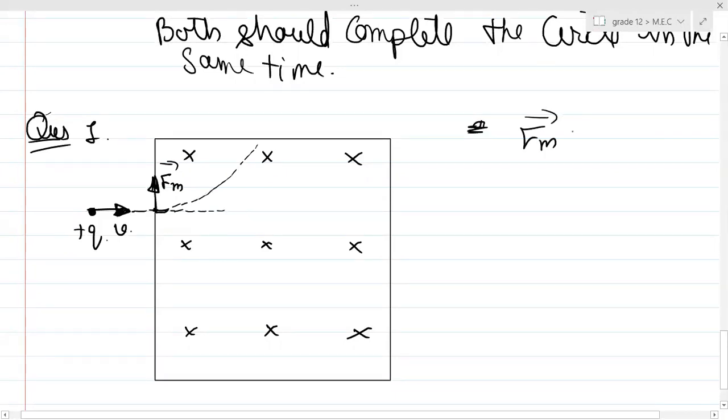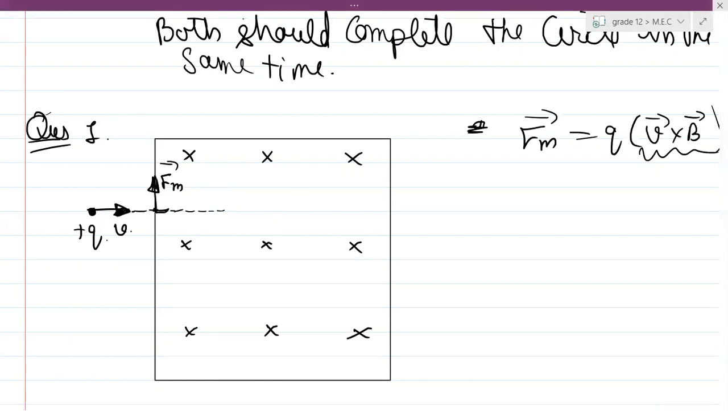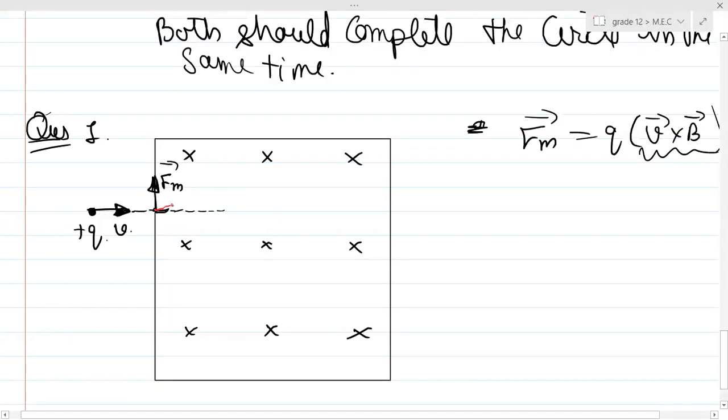Force is equal to q into v cross B. If you remember, it will always deflect in the direction of the force. Is this clear? So basically it will deflect in the upward direction. So when it deflects in the upward direction, like this, it will reach over here. But after this, there is no magnetic field. So basically it will go tangential to this velocity. It will start moving in a straight line path, right? Yes or no?